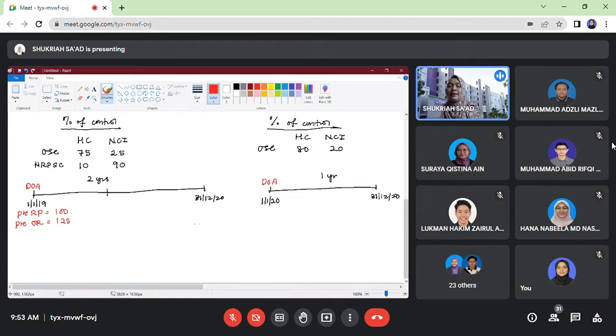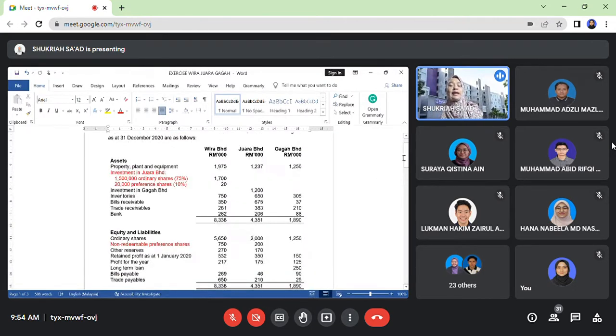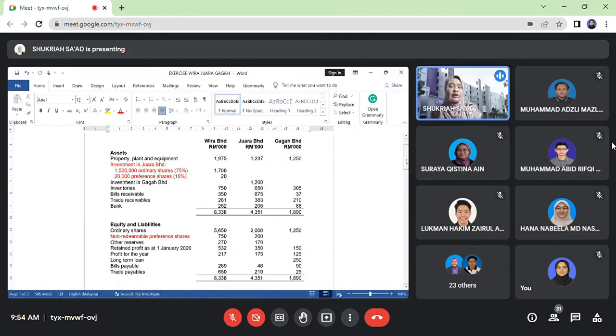Juara, soalan dah bagi dah. Pre untuk retain profit, pre untuk other reserve. Cukup tak 2? Cukup. Takkanlah untuk Gagah tak ada langsung. Tak logik. Dalam statement ada 2 reserve. Okay, sekarang kita nak cari what will be the value of pre-reserve on DOA Gagah 1st January 20. Kita tengok statement. Pasal kalau tak ada dalam passage, kena tengok statement. Jangan trust the question. You must know what you are doing.